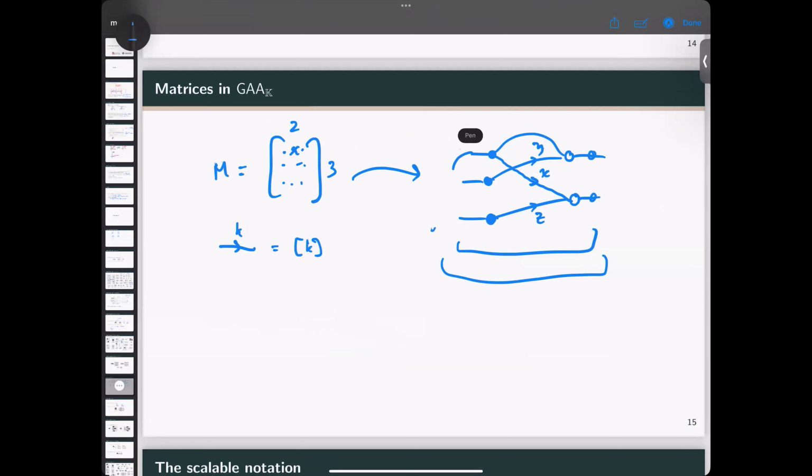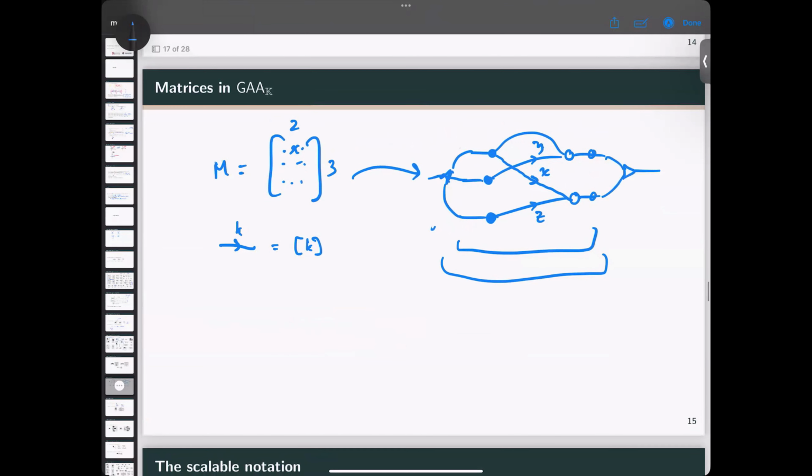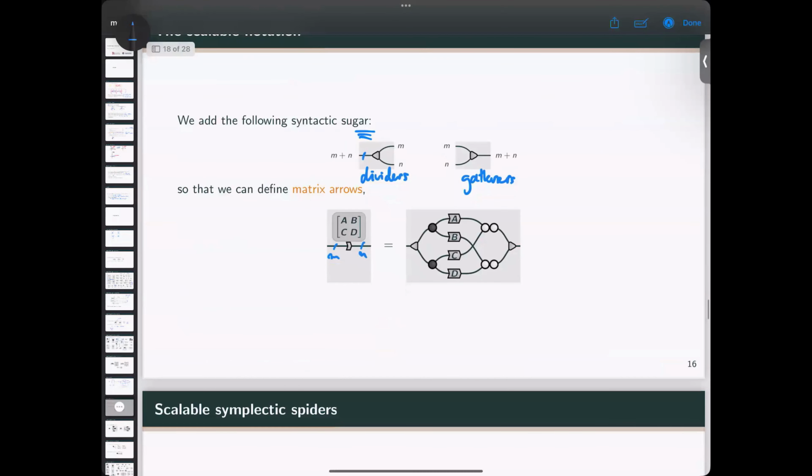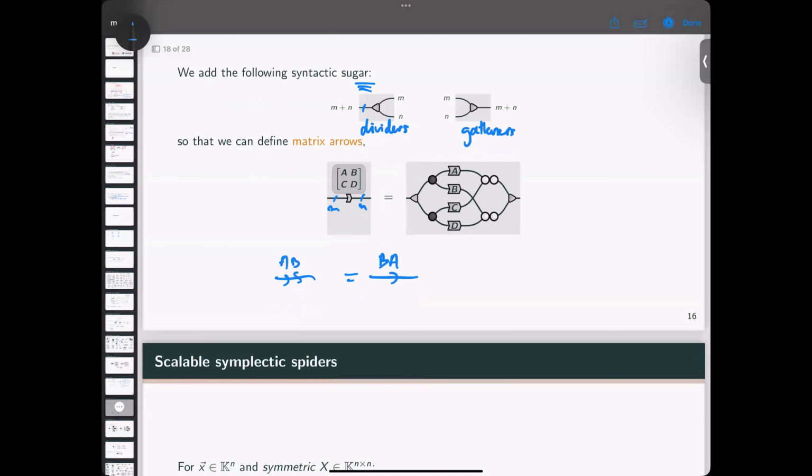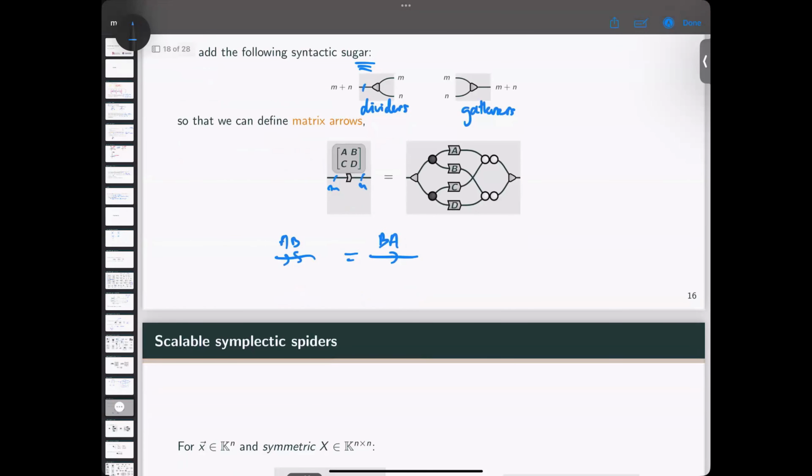And all of the output wires together, and I get one big matrix arrow. And these verify essentially the rules that you would expect. So like I said, if you have two in a row, then this is the same as if I multiplied the matrices and so on. And there are rules for copying these things, which are analogous to the multiply copy rules from graphical affine algebra.